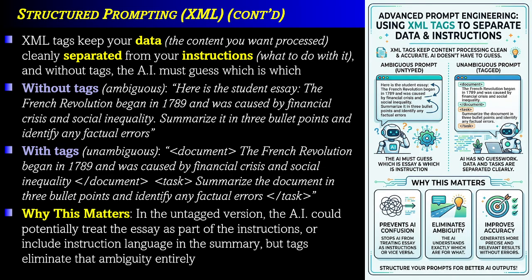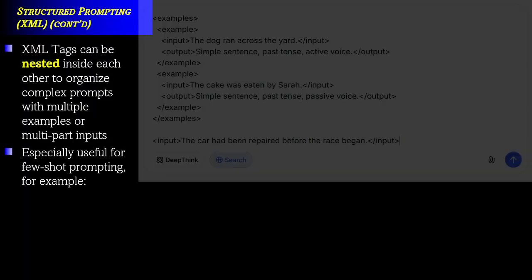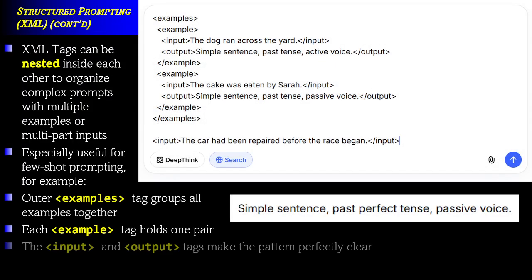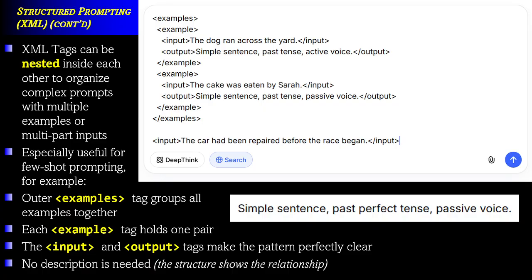So this matters. In the untagged version, the AI could potentially treat the essay as part of the instruction or include instructional language in the summary. But tags eliminate that ambiguity entirely. XML tags can also be nested inside of each other to get even more complicated, but also more powerful, to organize complex prompts with multiple examples or multi-part inputs. This is especially useful for few-shot prompting.